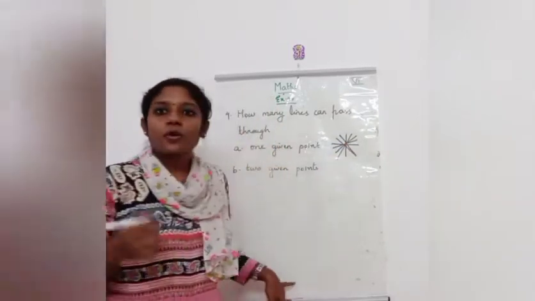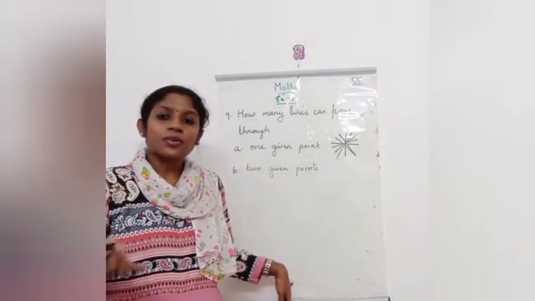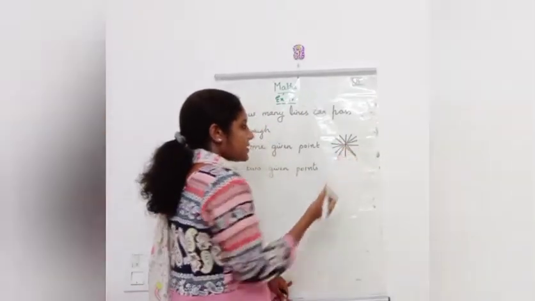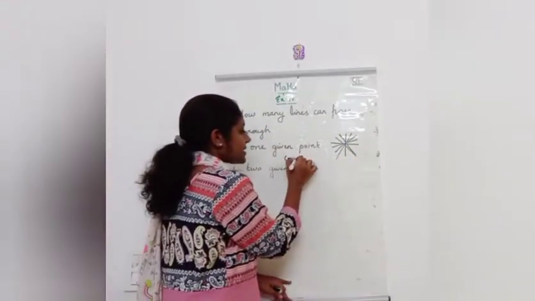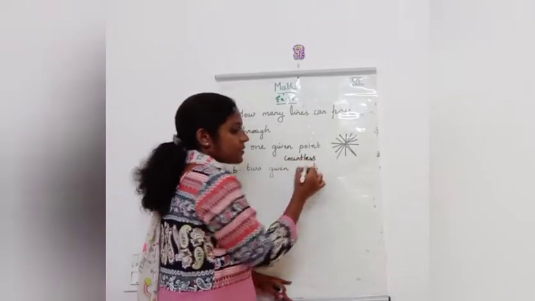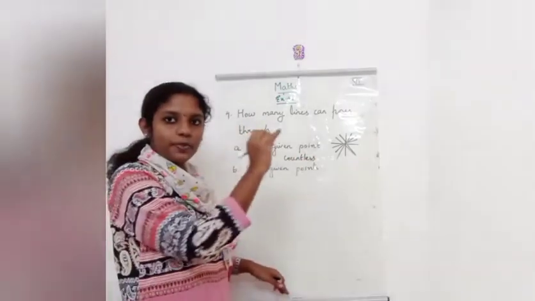Infinite number of lines or countless number of lines can pass through one given point. So here the answer is countless or infinite number of lines. Infinite means you cannot count. So hope that is clear.